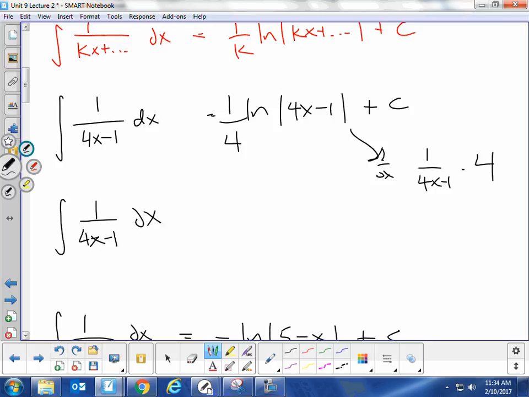Who's got an idea of what I could do similar to what I did before on the 3 over 5x to take this antiderivative a different way to give me a different answer, but still correct? Discuss that with maybe a neighbor. Throw around some ideas.